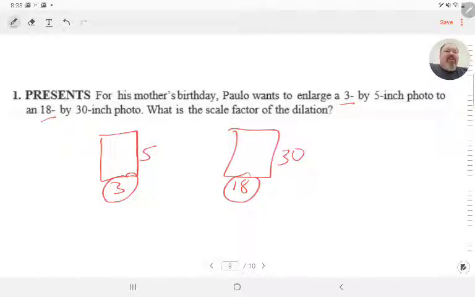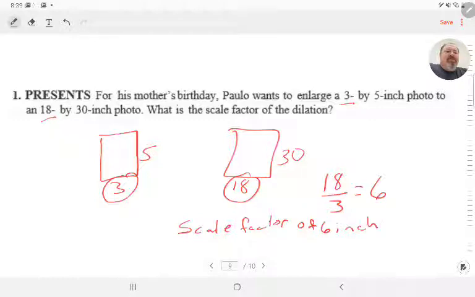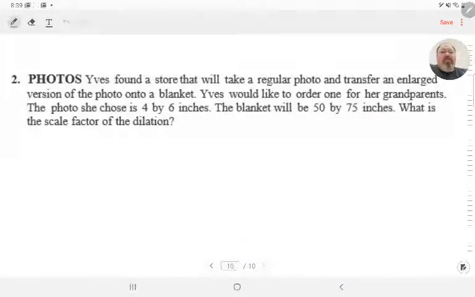So we know that those two sides would be proportional to each other. So I could say 18 divided by 3 is going to give me 6. So it would have a scale factor of 6 inches. Okay? Now I know that because he wants to enlarge it. Enlarge. So we're going from small to big. So the scale factor has got to be greater than 1. Okay? Enlarge. All right. One more.